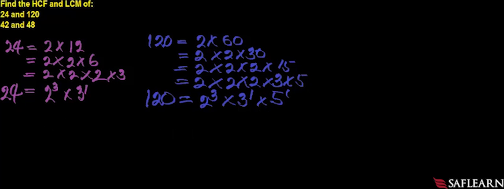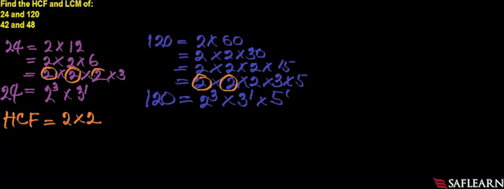Okay, now how do we find the LCM? And how do we find the HCF? Now the HCF, for a start. To find the HCF, we look for the common prime factors, the prime factors that are common to both 24 and 120. So here we have 2, and then here we have 2, so the HCF will contain 2. Then here we have 2, and here we have 2, the HCF will contain 2. And then here we have 2, and here we have 2, so the HCF will contain 2. And then finally here we have 3, and here we have 3, the HCF will contain 3.